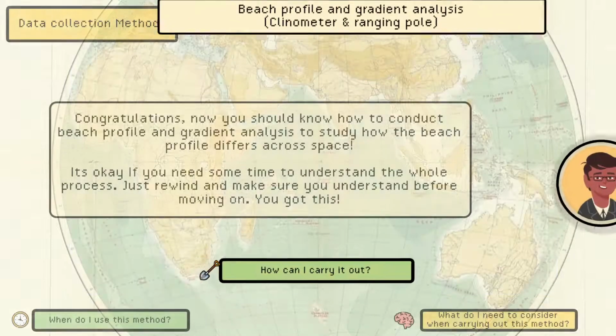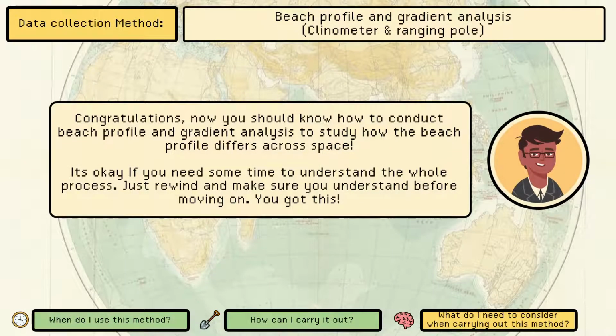Alright. So congratulations, now you should know how to conduct beach profile and gradient analysis to study how the beach profile differs across space. So for example, I can compare between one line of transect and another line of transect and then compare how the gradient differs between these two parts of the beach. And then I can try to come up with a reason why this happens. So remember, it's okay if you need some time to understand the whole process, just rewind and make sure you understand before moving on. I'm sure all of you will be able to understand this if you put your mind to it.